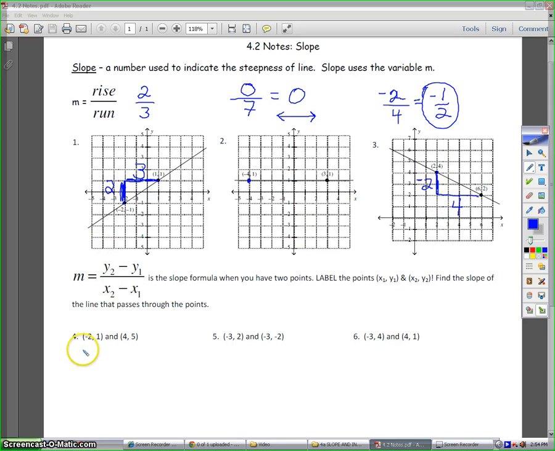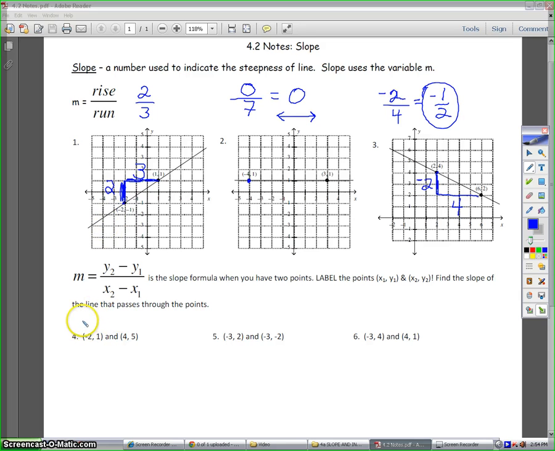Now, if we don't have a graph, then we use the formula y2 minus y1 over x2 minus x1, and this is the slope formula when you have 2 points. So we want to label those points x1, y1 and x2, y2, and we want to find the slope of the line that passes through the points. This time we're going to use this formula because we don't have a picture to count the points.